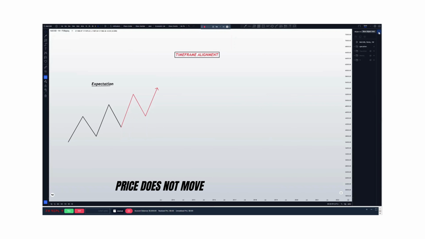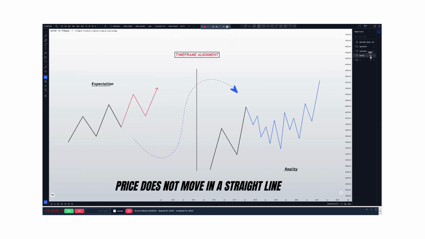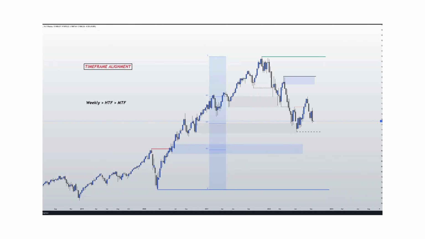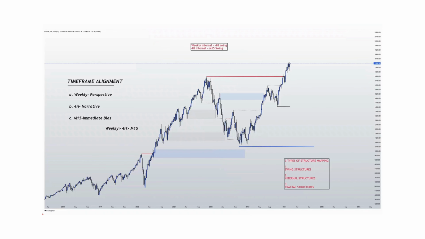Price does not move in a straight line, whereas most traders expect something like this, very simple and very smooth. The reality is the markets print multiple ranges, which can be confusing for traders. So how do you get from here to here?